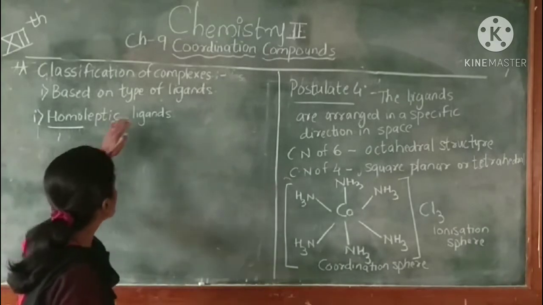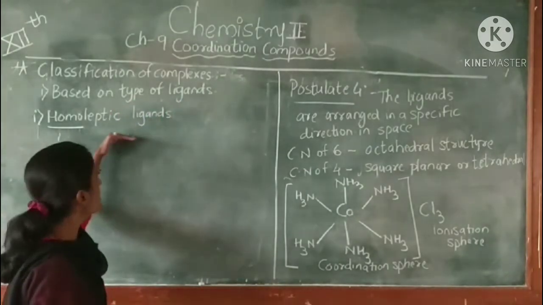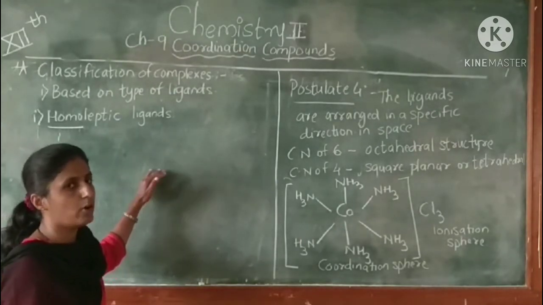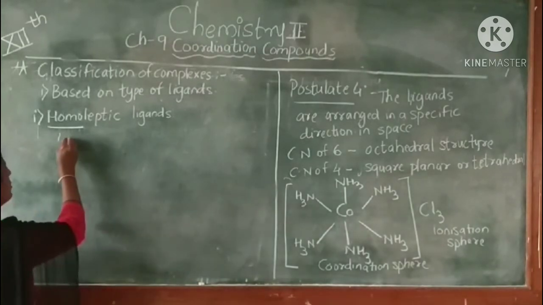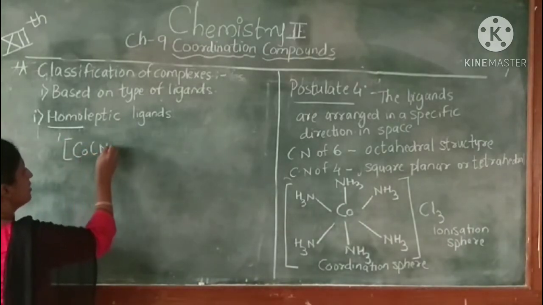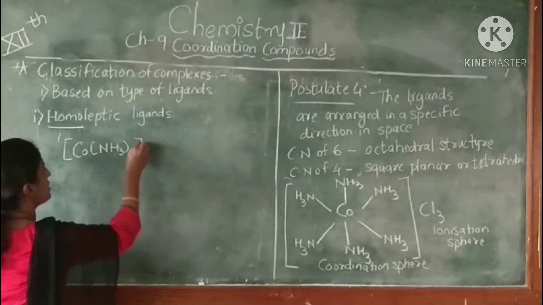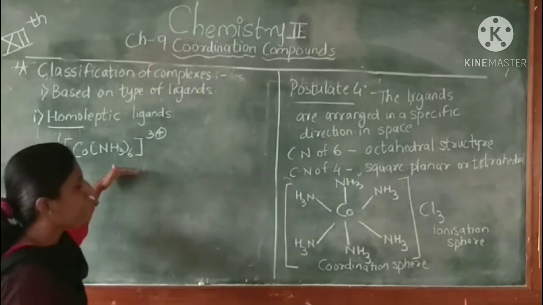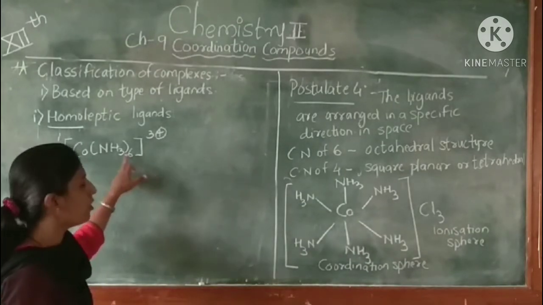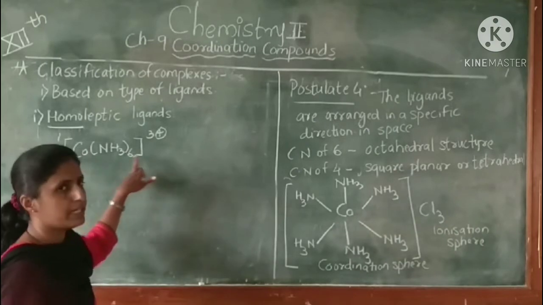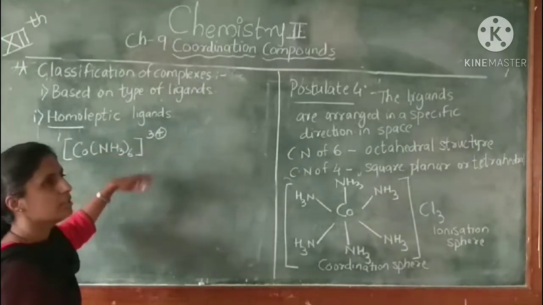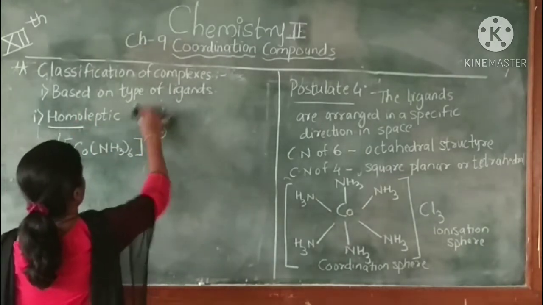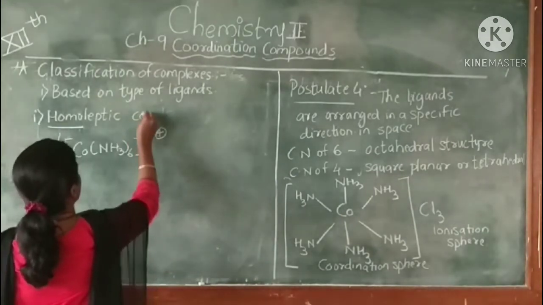Homo means same. So this type of complex contains the same type of ligands. All the ligands attached to the central metal atom are of the same type. For example, your complex Co(NH3)6. Now here cobalt has 6 ligands attached to it, and all 6 ligands are ammonia, that is only one type. So these are called homoleptic complexes.